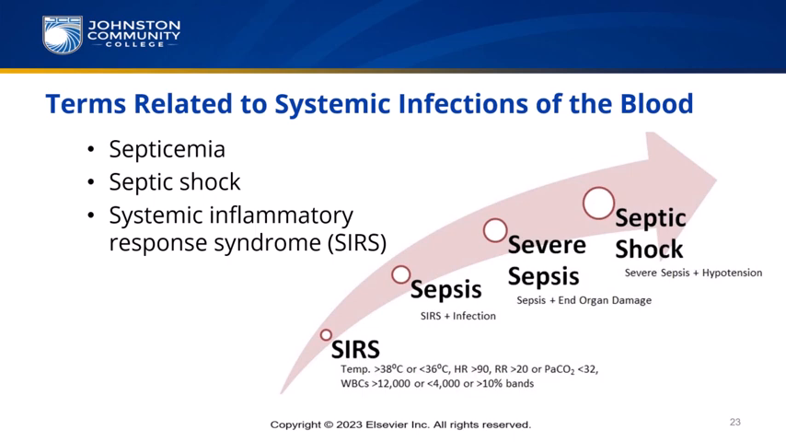Septicemia is a systemic infection in the blood caused by pathogens that have spread from elsewhere in the body. Then we have septic shock. This is the result of low blood pressure caused by overwhelming infection. Organs fail and death may occur. Lastly, we have systemic inflammatory response syndrome, also known as SIRS. This is a type of septic shock characterized by an inflammatory state affecting the whole body. It may be caused by infection, trauma, ischemia, or inflammations.